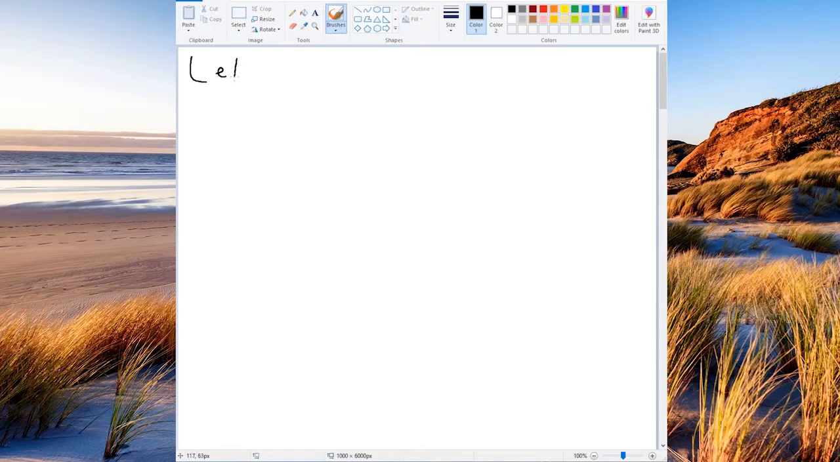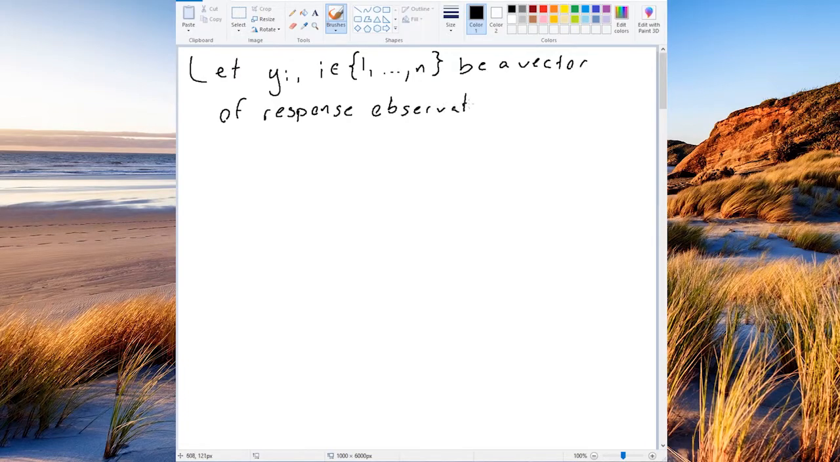To begin, let y_i, i in 1 to n, be a vector of response observations. And for binomial regression, specifically, we'll have y_i is binomial(n_i, p_i).